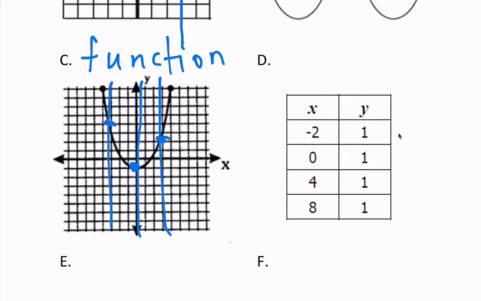All right, so on our table, we look at our x's. We don't want any cheating x's, which means x's cannot repeat. So I'm looking at these numbers only: -2, 0, 4, 8. Okay, the y's are repeating, but we don't care about the y's. We are looking at the x's, no cheating x's. And because each of these x values are different, it's not cheating, that is a function.